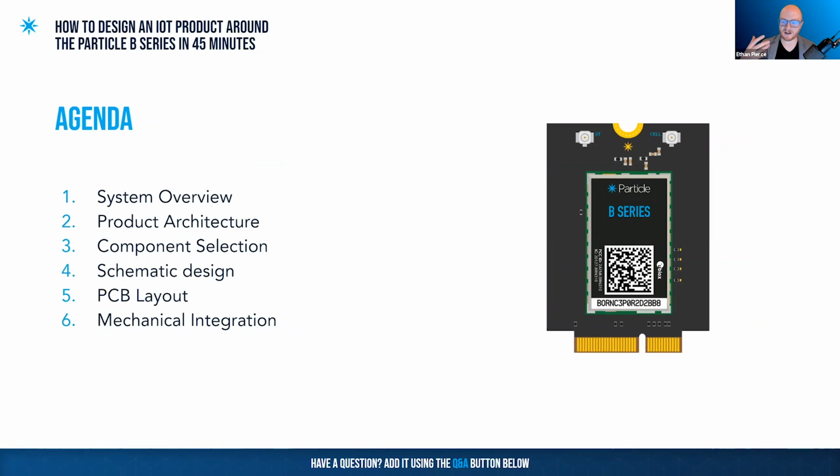Perfect. So Mohit and I are going to walk you through exactly what this product is that we built, and we're going to go through the entire lifecycle process that Mohit used in order to build a product. That includes going over the system architecture, going through the product architecture, walking through his key component selection for the device, walking through his schematic design in terms of how components are placed and connected, going through the board layout, and finally walking through the mechanical product integration to pull it all together and make a finished product.